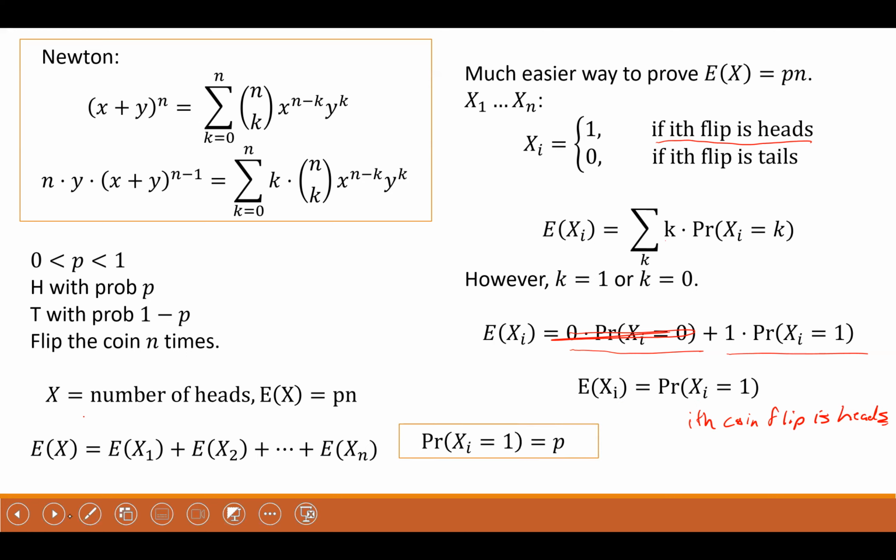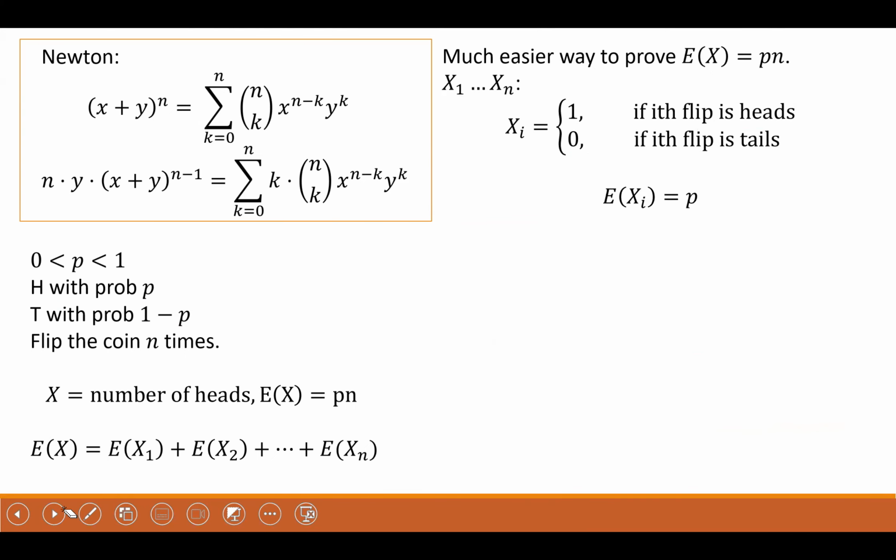Okay. I know that I flip my coin and it has probability P of coming up heads, probability 1 minus P of coming up tails. These are independent coin flips. So the probability of this event is P, which means that my expected value of xi is also P. Again, very, very simple.